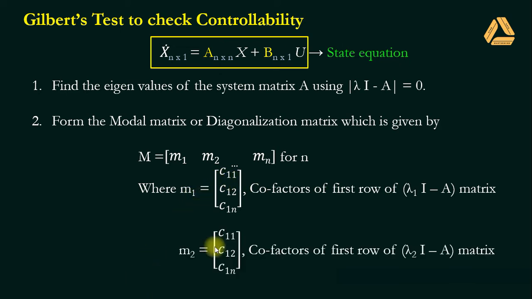Similarly, M2 is the cofactors of the first row of the lambda 2 I minus A matrix. Taking the second eigenvalue and substituting in this formula, you get a matrix. Taking the cofactors of its first row gives C11, C12, up to C1n, and that gives the M2 vector. The combined vectors give you the model matrix. You'll be clear when you solve the example problems.